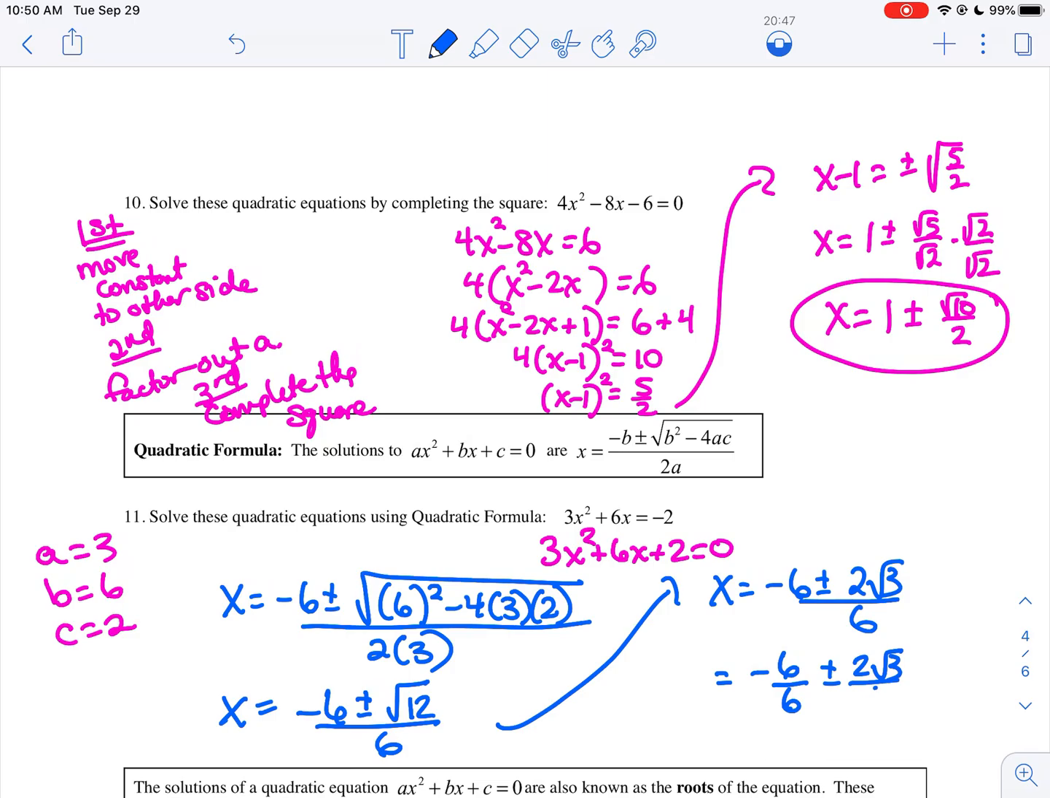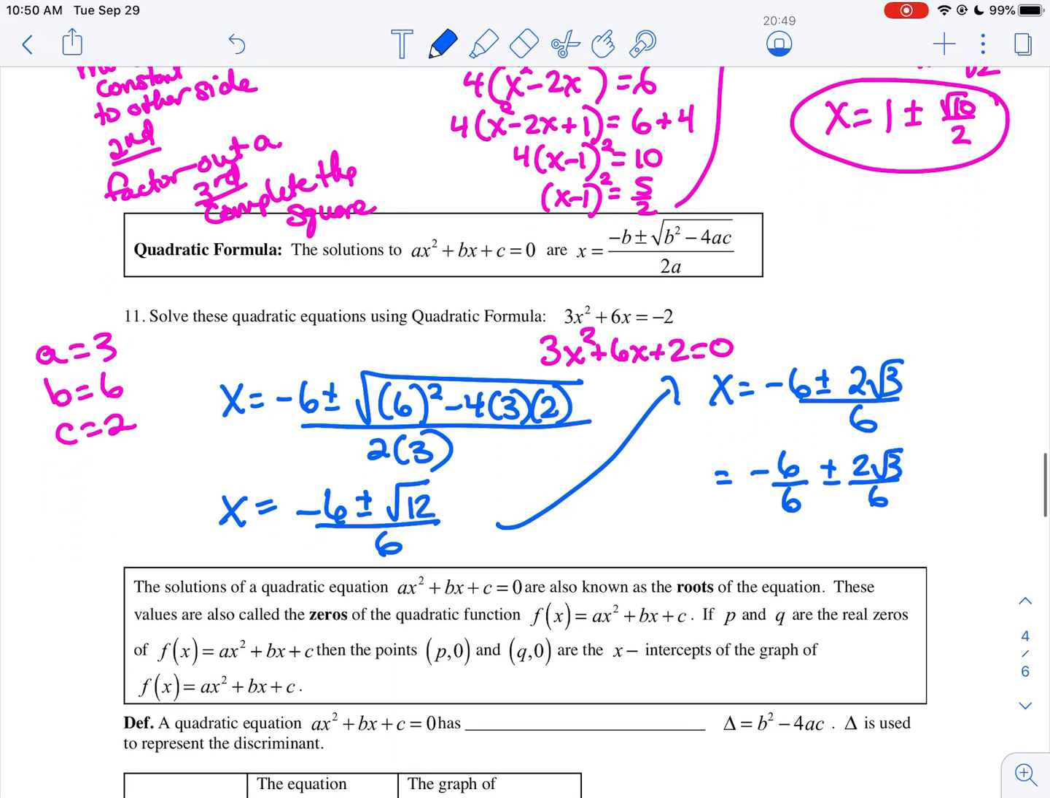Then I recommend you split these, because then this is negative 1 plus or minus square root 3 over 3. You can't cancel the 6's, okay? You cannot cancel the 6's here. You could factor out a 2 because the numerator has a 2 as a GCF, but you can't cancel those 6's.